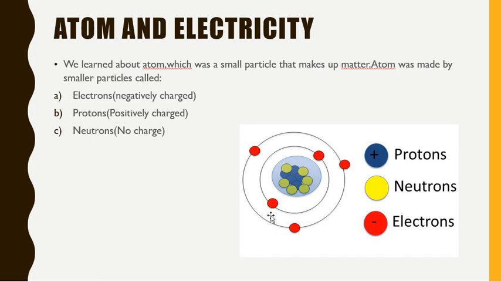Here we have the atomic structure. In the center of the atom is the nucleus, and in the nucleus are neutrons and protons, so the nucleus is positively charged. In the shells we have electrons, which are negatively charged.